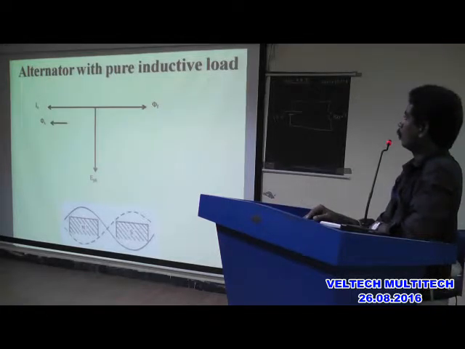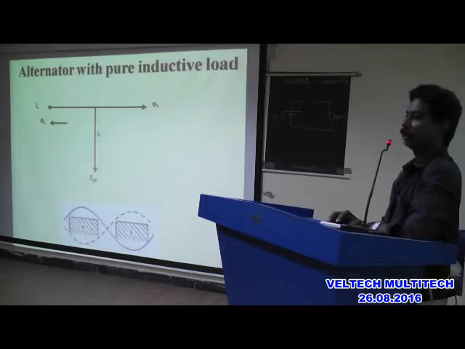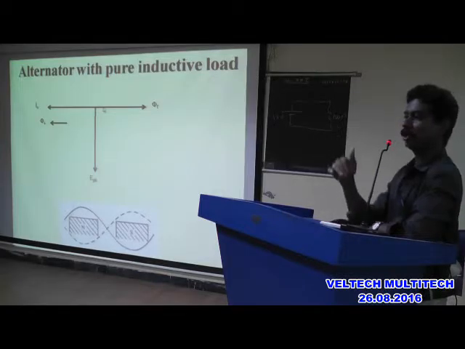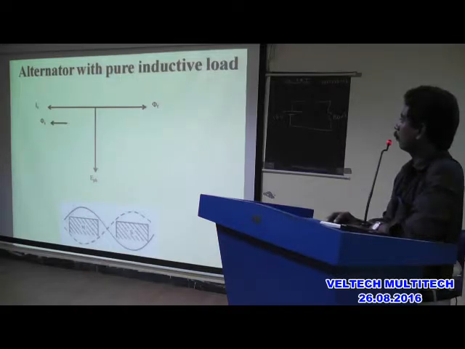Now assume a pure inductive load. So this is the main flux. Because of the main flux, what will happen? EMF is induced in the armature. The angle between flux and induced EMF is 90 degrees. The induced EMF always lags the flux by 90 degrees. You know the mathematical expression for that, right? Now because of this EMF, the current will flow. This is the load current IA.